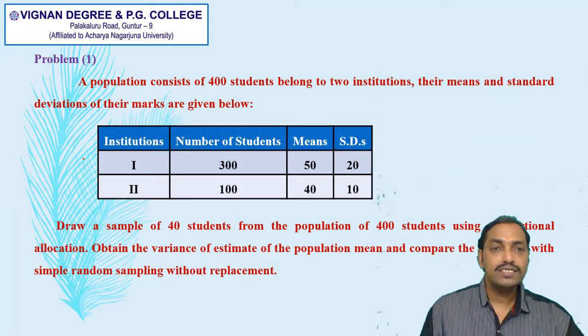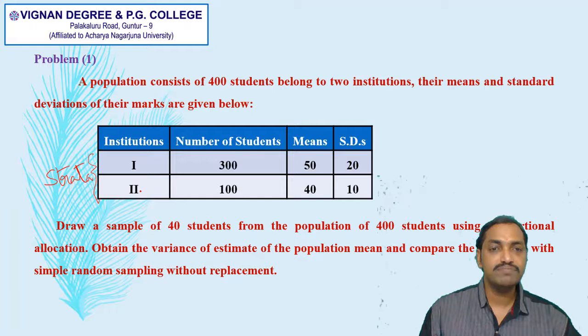So here in this particular problem, the two institutions refers strata. That means institution 1 is stratum number 1 and institution 2 is stratum number 2. We are dividing two groups. So one is institution 1 and second one is institution 2. And in each group, the population size is given. This is capital N1 and this is capital N2. Similarly, means are given, that is capital Y N1 bar and capital Y N2 bar. Similarly, standard deviation is also given, that is capital S1 and capital S2.